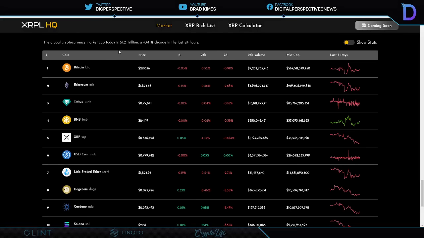Right now, $1.2 trillion market cap for crypto. The market is off 0.41% in the last 24 hours. Bitcoin is 29,000 slightly over, 1825 and change for Ethereum. Tether market cap still 83.7 plus billion, ladies and gentlemen. That's where we are. 63 cents for XRP. But boy, have we got news for you. Off by more than 4% on the 24 hour and over 10% loss on the 7 day.